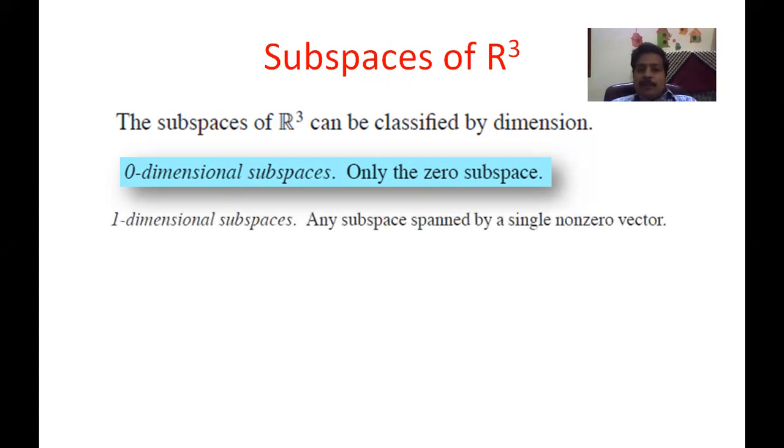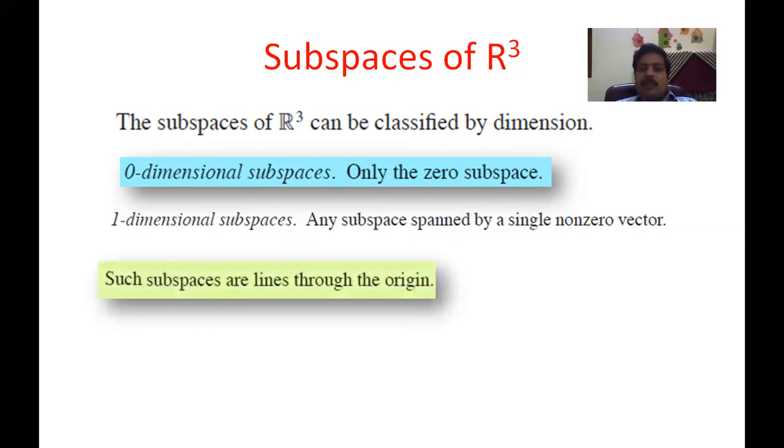And one-dimensional subspaces: any subspace spanned by a single non-zero vector. Any multiple of a non-zero vector will be a subspace and its dimension is 1. So, the set of all scalar multiples of a single non-zero vector is a subspace whose dimension is 1. Such subspaces are lines through the origin. So, we can see these geometrically.